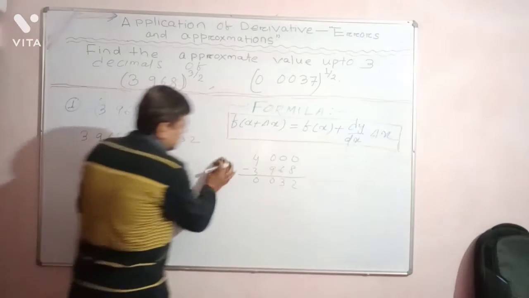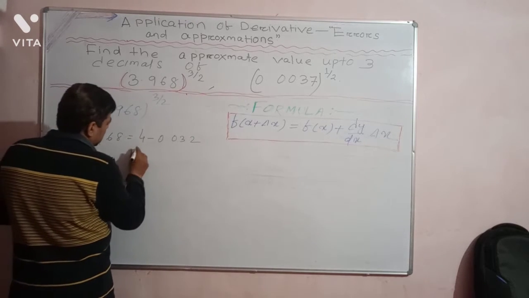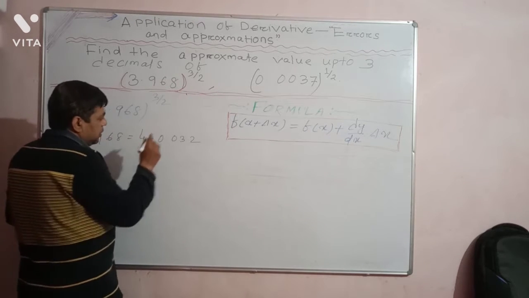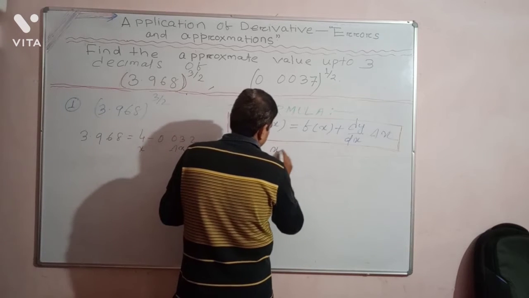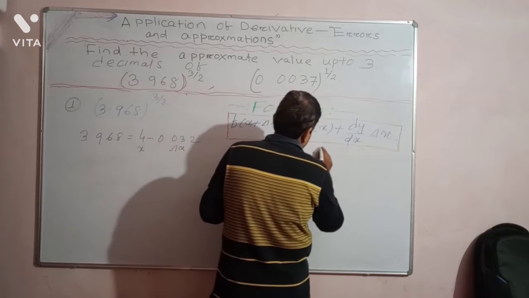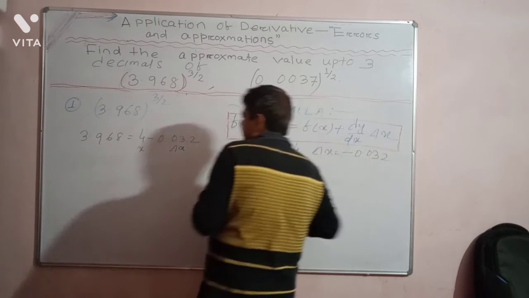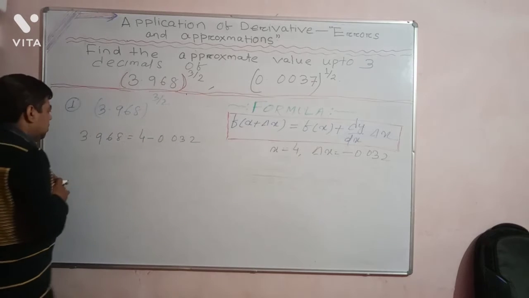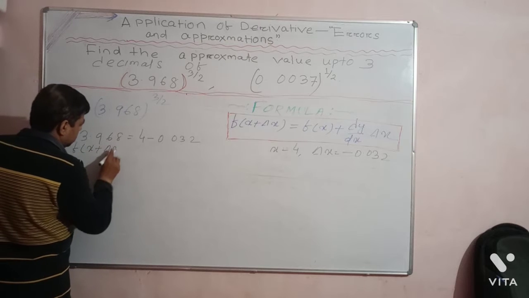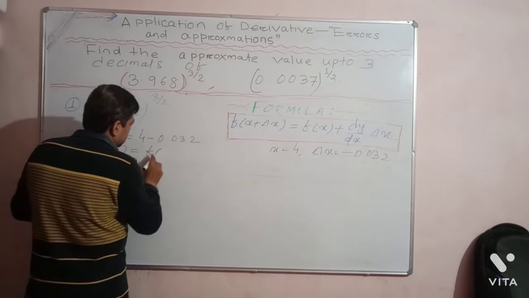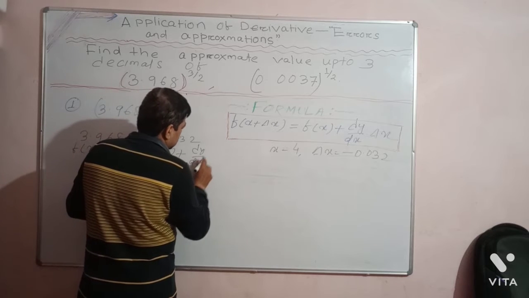In this number, you see, there are two parts. Let the first part, 4, be x, and minus 0.032 be del x. Let x is equal to 4 and del x is equal to minus 0.032. Is it clear? Now you write the formula: f of x plus del x is equal to f of x plus dy by dx into del x.